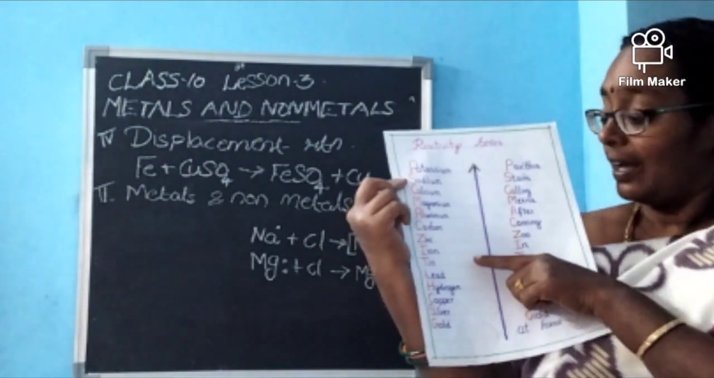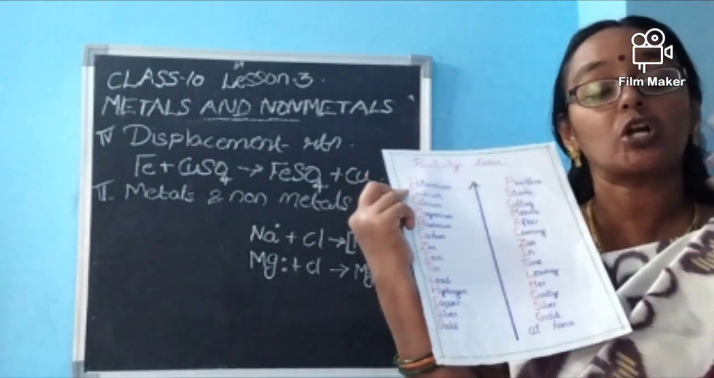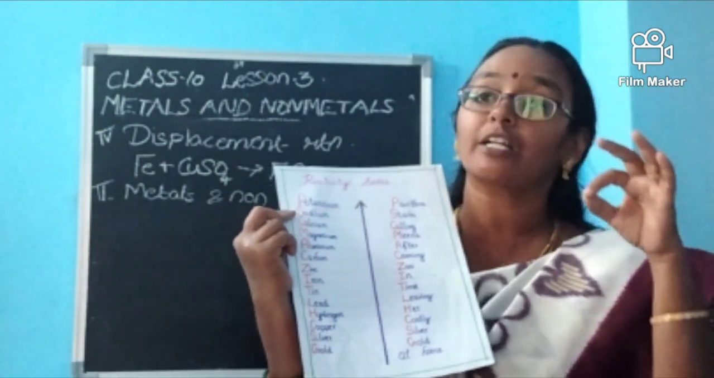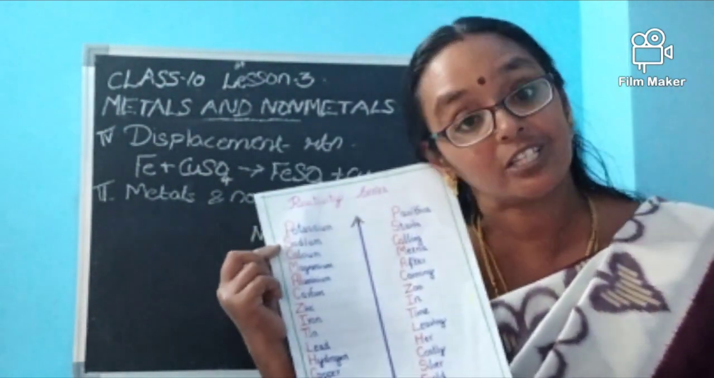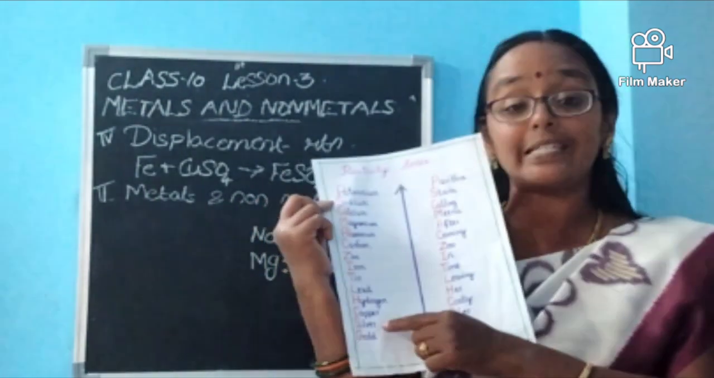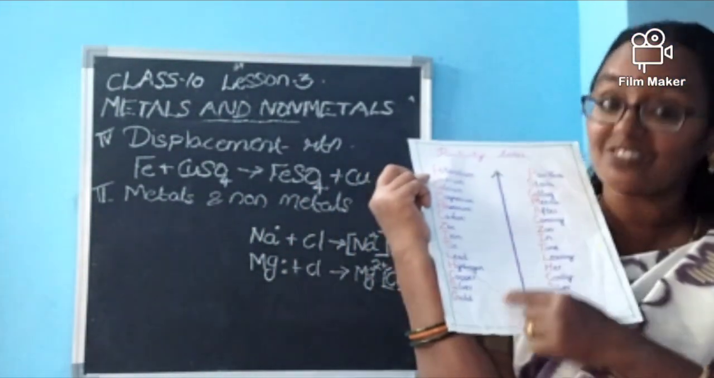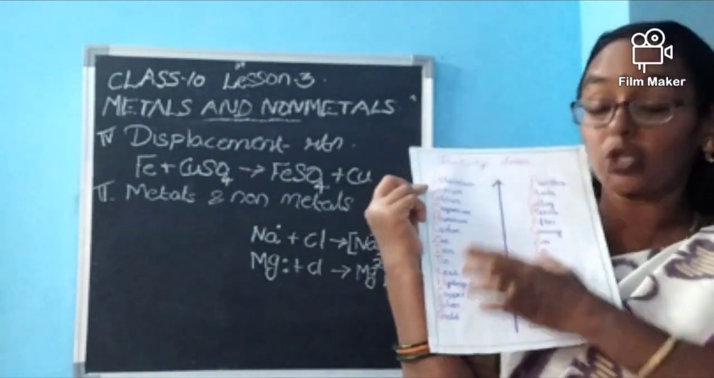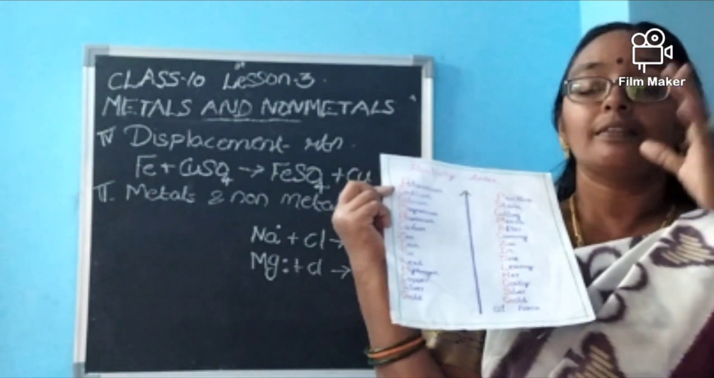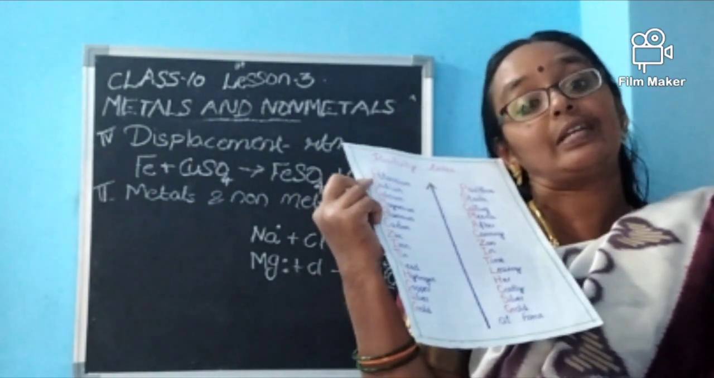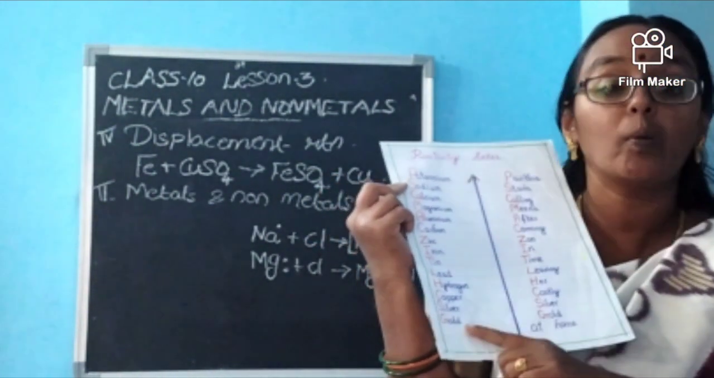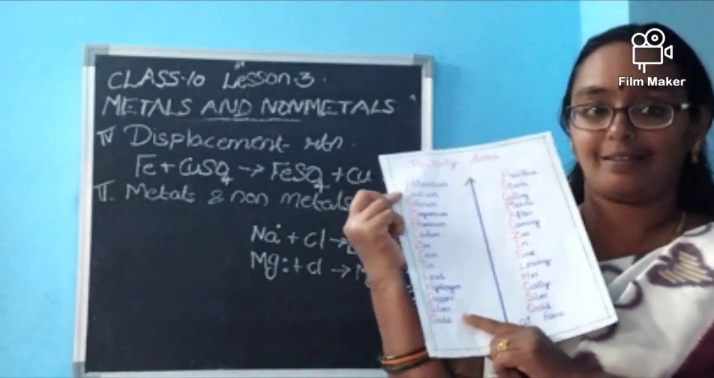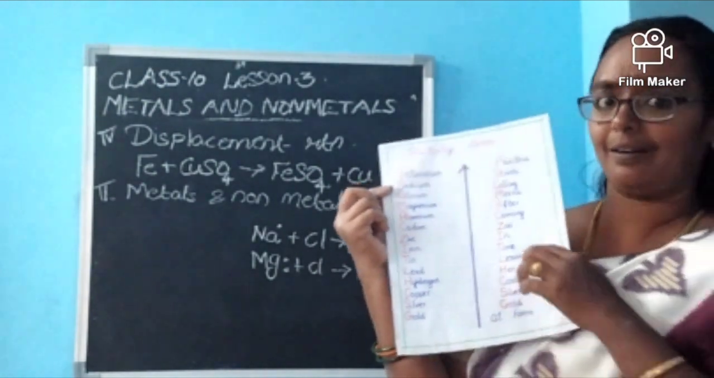Instead of that, I am asking you, if we are keeping copper in iron sulfate solution for 10 minutes, will there be any change? No, because it is less reactive. It is in the least reactive group and it is not able to displace iron. So you should learn for what purpose we are learning. The things which are higher in the reactivity series can displace the lower one. But the lower are not able to displace the higher one from this reactivity series. Did you get it? You have to learn it.